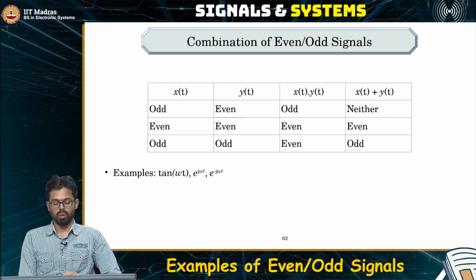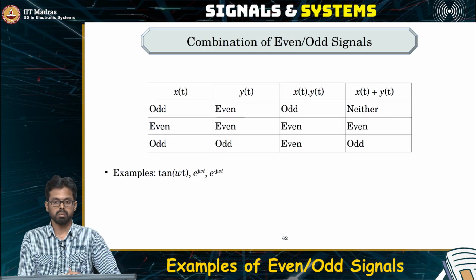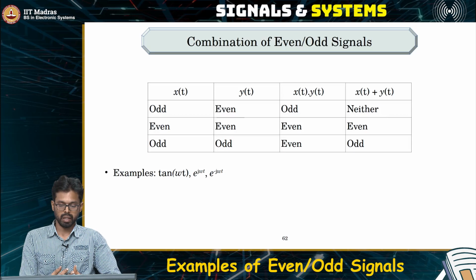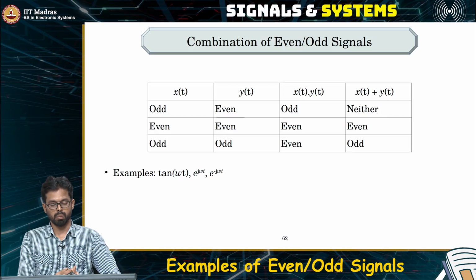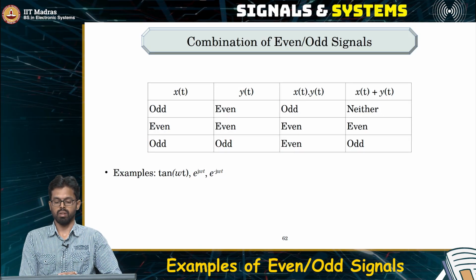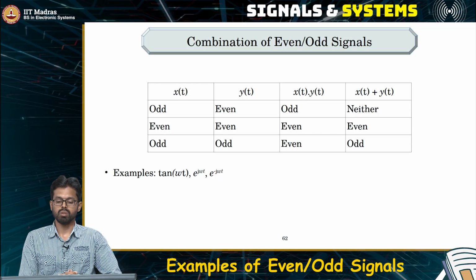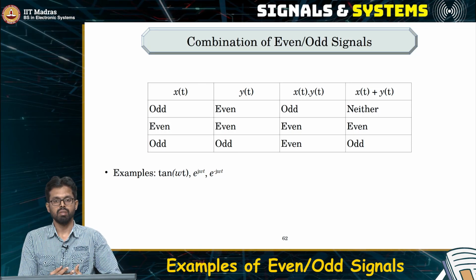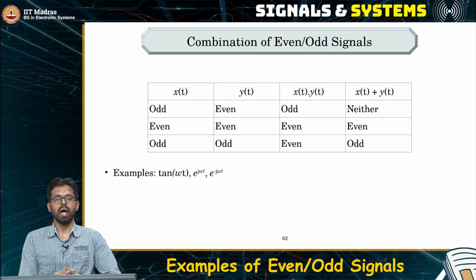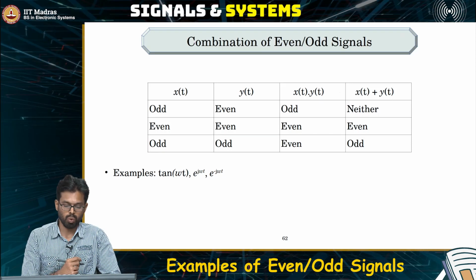Okay, now earlier we saw that when we multiplied an even and odd signal, we ended up getting an odd signal. Now what are the other possible combinations that we could have? We can not just multiply, we can also add, right? So when we have such combinations of signals, what happens to these signals? So let's see what happens.